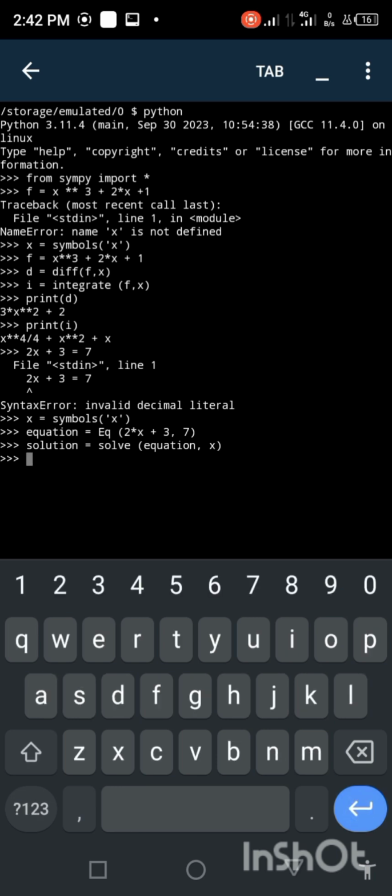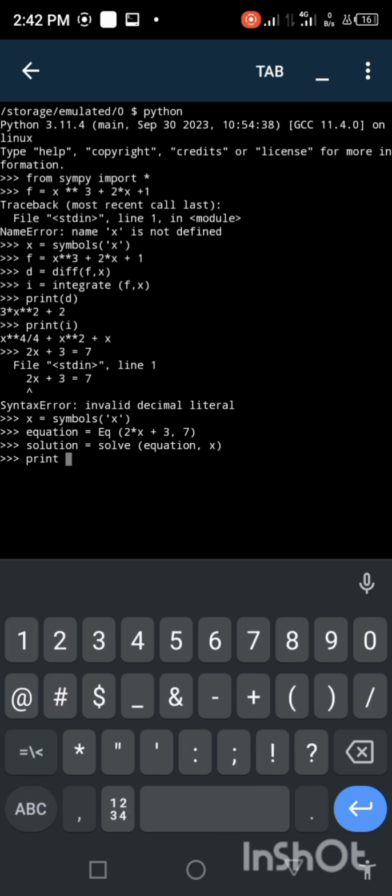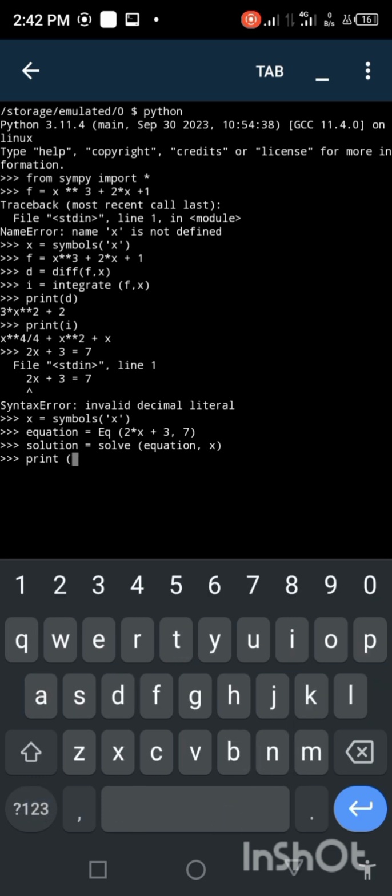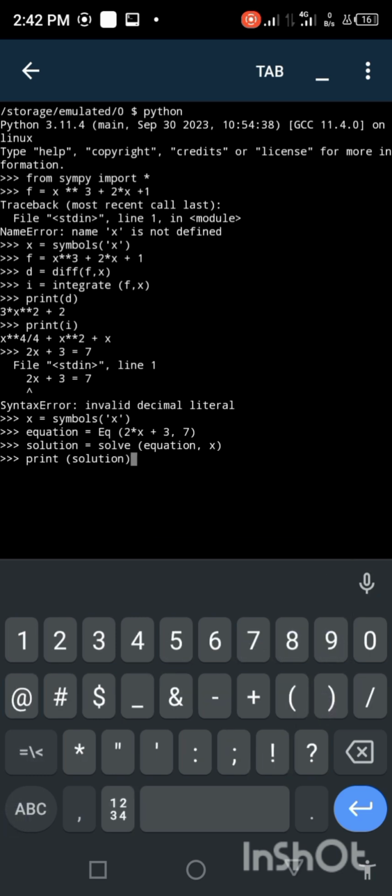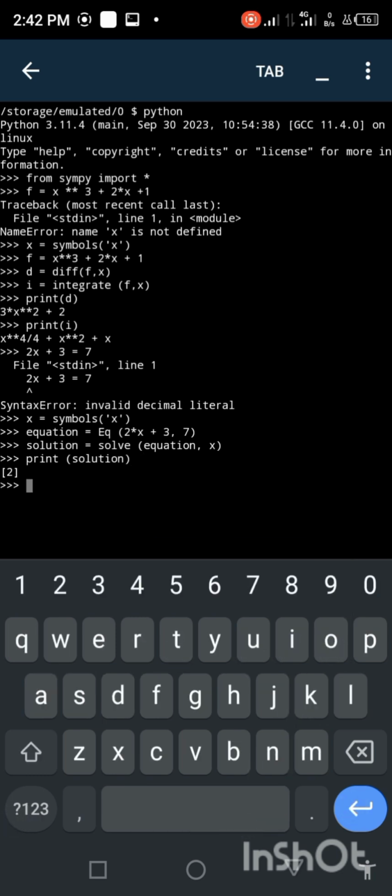So now to check the answer for it, we have to use print. Is it like a function? How do they call it in Python? Print solution. So we are printing the solution to see what answer it will give us. Alright? It says 2. So here we are able to check the linear equation. And the solution of the linear equation 2x plus 3 is equal to 7 is 2.